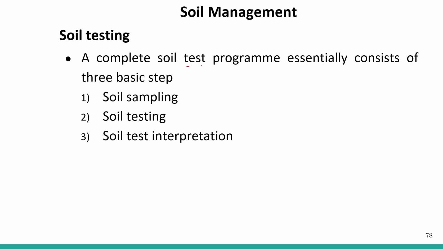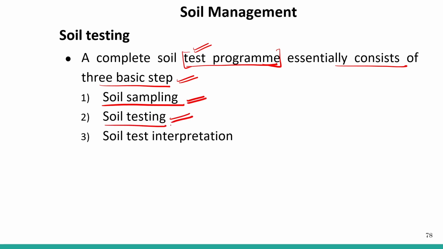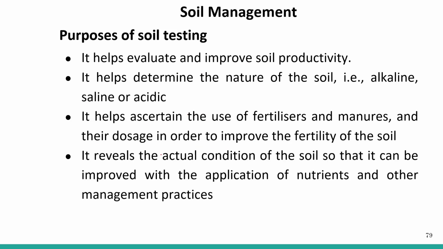A complete soil test program. A soil test program essentially consists of 3 basic steps. What are those 3 basic steps? Soil sampling. We can do soil sampling, then soil testing. After the sampling, the next step is the soil testing and the soil test interpretation. After that, we can interpret what is present in the soil, like the pH and the factors that make up the soil content, right? So all these things we can interpret after the testing of the soil.